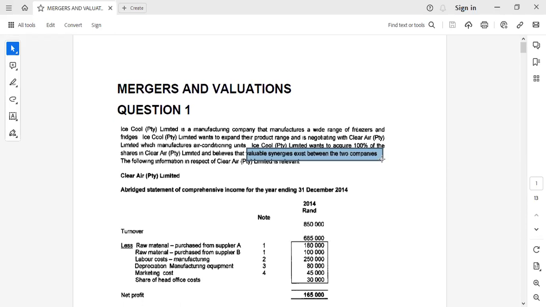For example, if they were running 2 adverts on television, paying 20,000 each, they might run 1 advert. Instead of paying 40,000, they will now be paying maybe, let's say, 26,000.